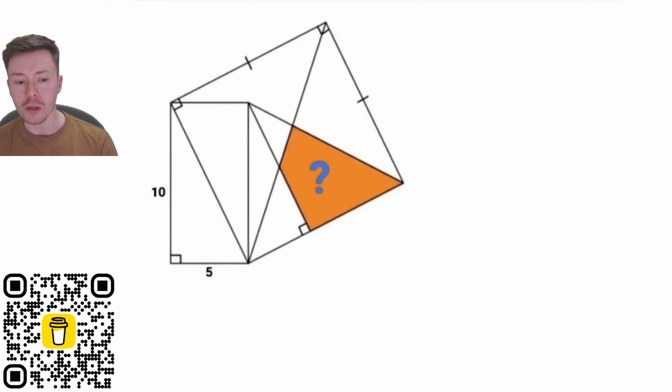So, we've got to work out quite clearly the area of this orange section here. First thing you'll want to do is find out the side length of this square. So Pythagoras, 5 squared, add 10 squared, that's 100, add 25, and you square root that, and that gives us 5 root 5 as the side length of the square.